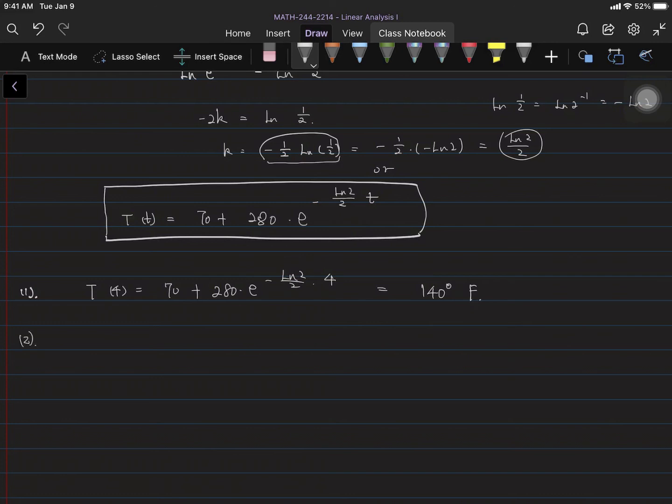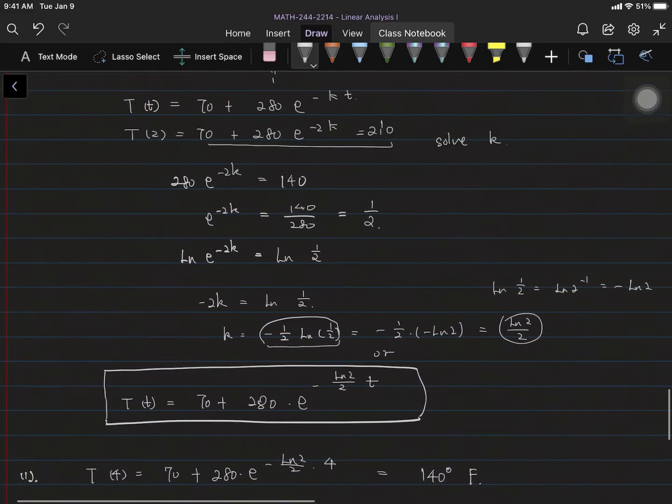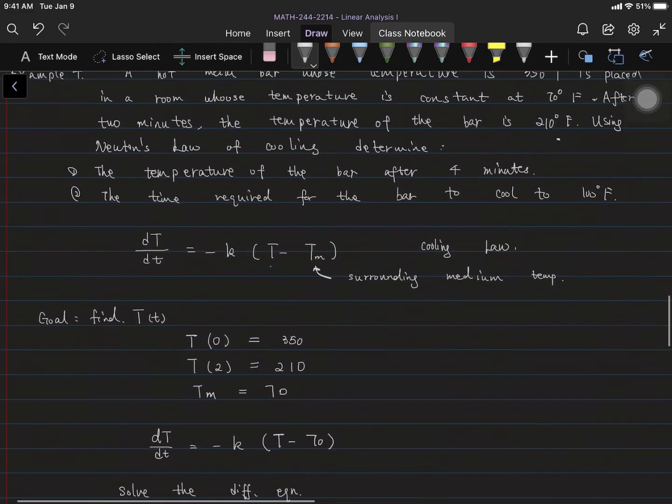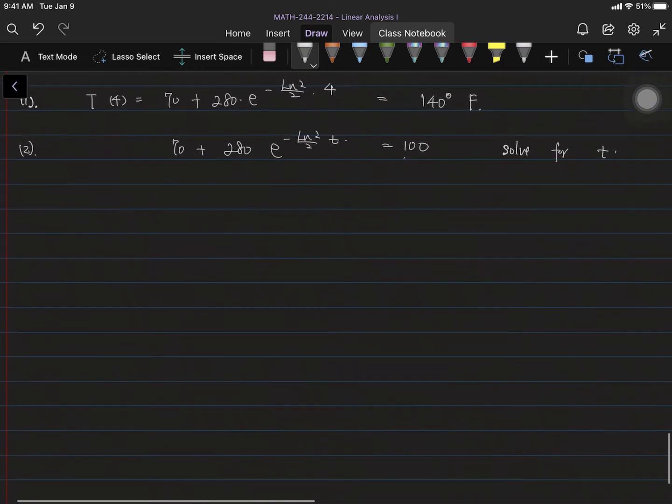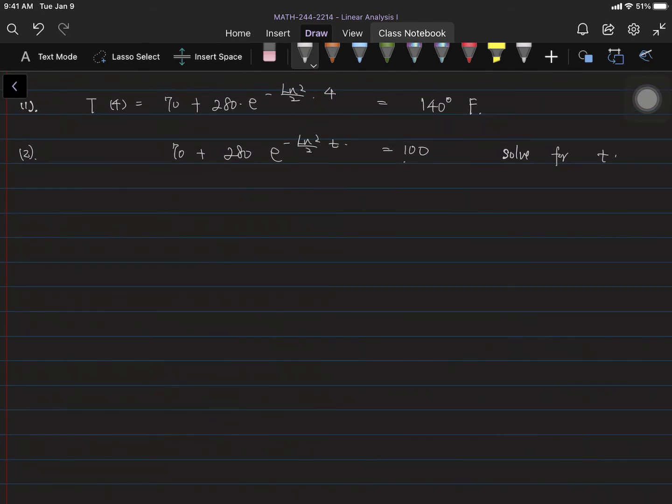Second question. We are looking for, that means, after how long it is going to reach 100 degrees. So we set T equals 100 and solve for t. That means how long it takes, right? How long means time, the time required. So we want to find the time required for this bar to reach 100 degrees. Solve this.